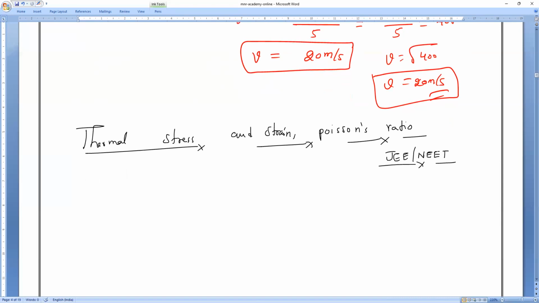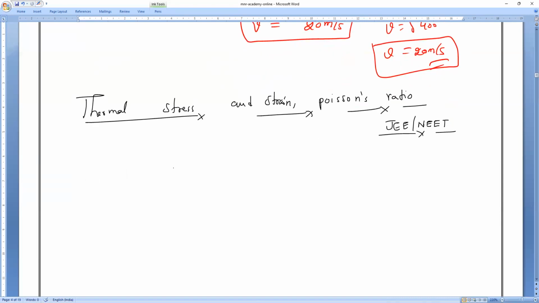Thermal stresses and thermal strain. What is thermal stress and what is thermal strain? We'll discuss that now. First we'll discuss thermal stress as well as thermal strain. For example, first I want to tell you about two systems.